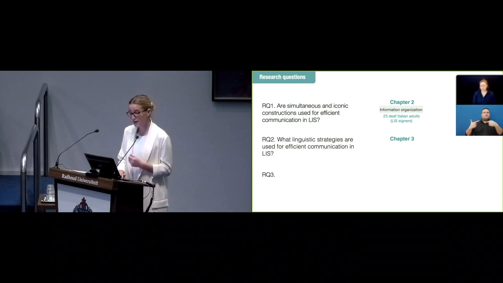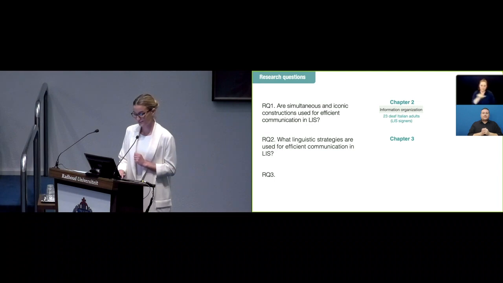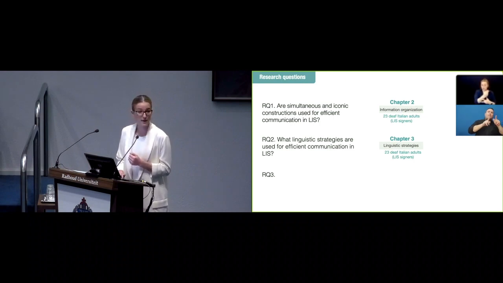In the next step, I shifted my focus to exploring the role of depiction as a linguistic strategy for efficient communication. Thus, in Chapter 3, I investigated what linguistic strategies are used for efficient communication in lists. I used the same data collected in Chapter 2, but here I analyze it from the perspective of the linguistic strategies used.